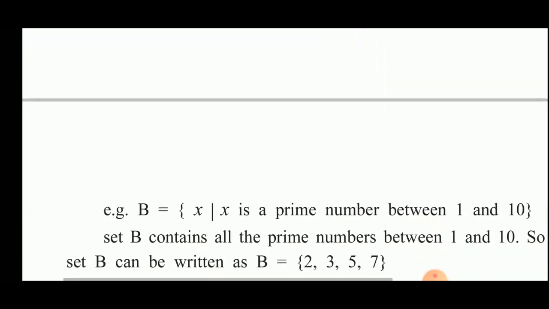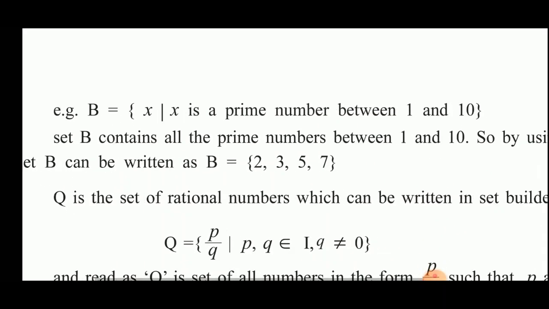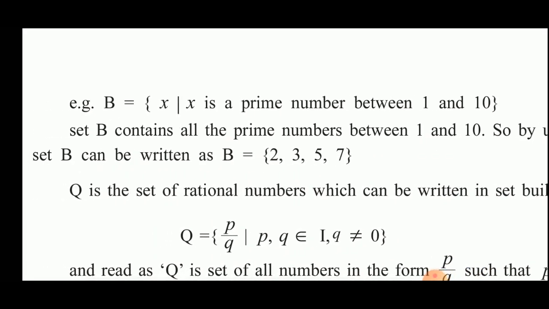Now let us go to the next example. Set B is the set of all X such that X is a prime number between 1 and 10. So set B consists of all the prime numbers between 1 and 10. This set B will have the elements 2, 3, 5 and 7.